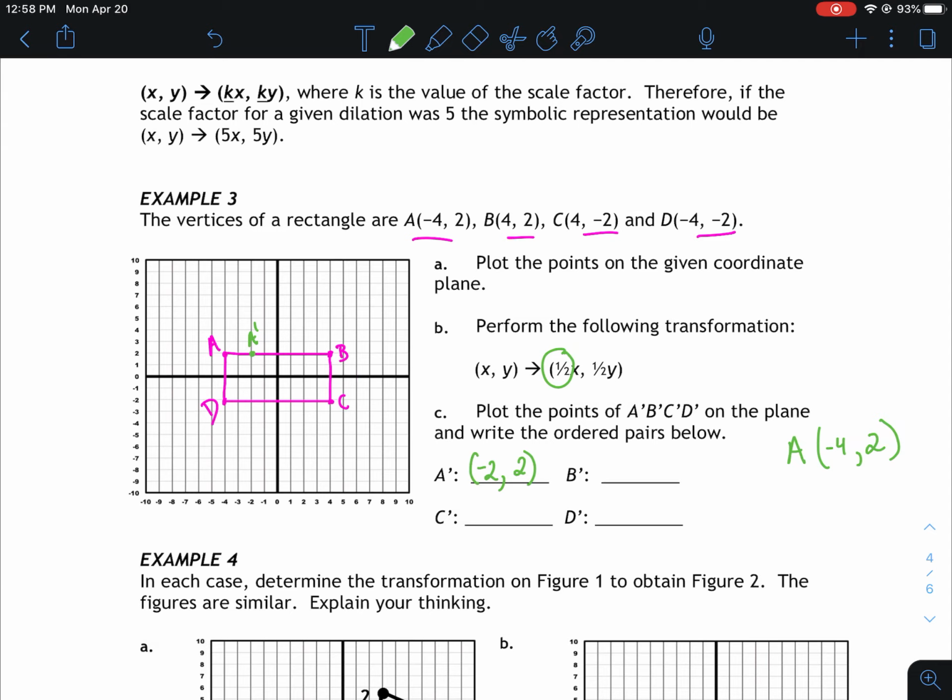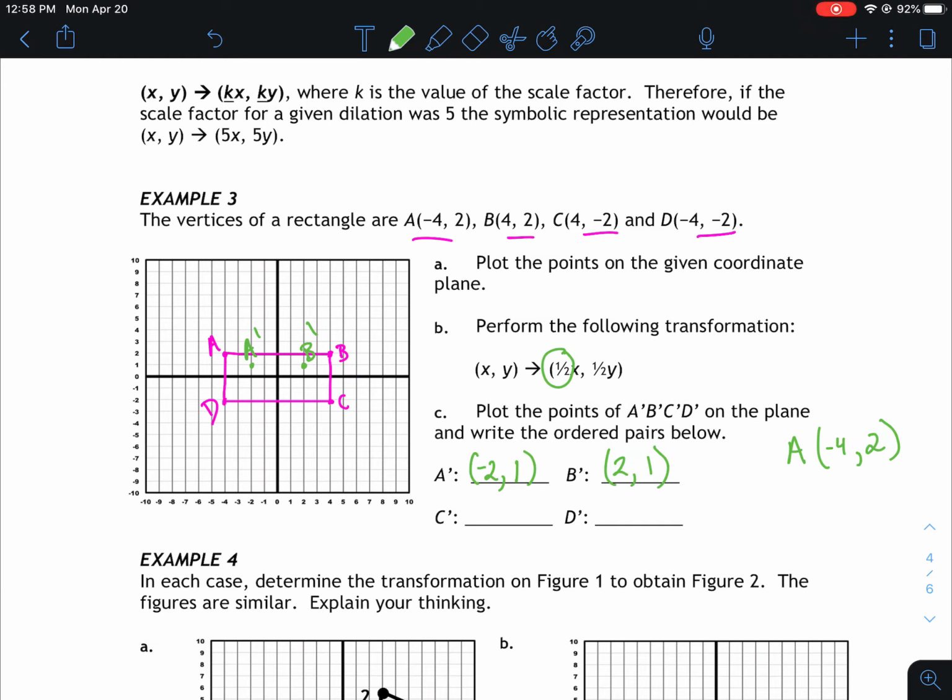This is A prime. Okay, so for B prime, I'm going to take half of 4, which is 2, and half of 2, which is 1. So right 2, up 1. Oh, I know what I did wrong here. There we go. It should be -2, -1. There we go. A prime. Sorry, I messed that up bad.